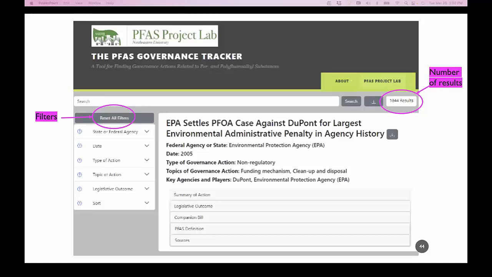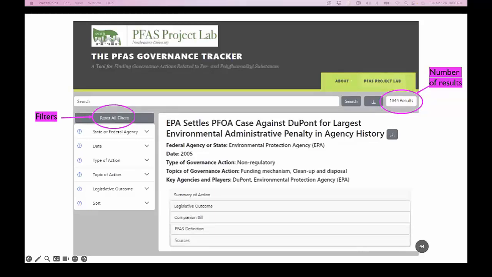Or maybe you care a lot about one particular state. You can select by state. You can limit the date range. We have entries going back to the 90s and then up till 2024, so you can limit the dates. You can choose the type of action. This would be, is it a legislative action, regulatory, non-regulatory, or perigovernmental.